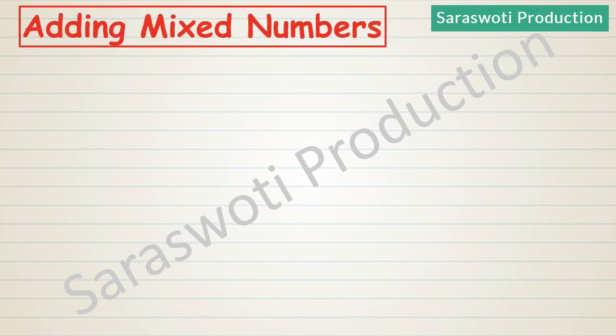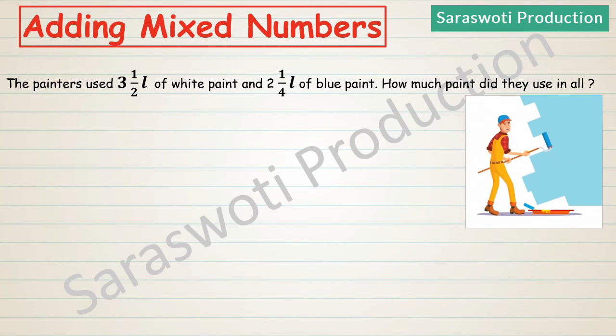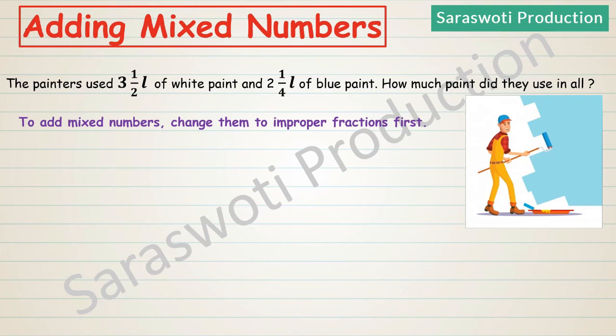We have now learned how to convert an improper fraction to a mixed fraction. Let's talk about adding mixed numbers or mixed fractions. How do we add them? Given to us: the painters used 3 1 by 2 liters of white paint and 2 1 by 4 liters of blue paint. How much paint did they use in all? So we have to add the two numbers.